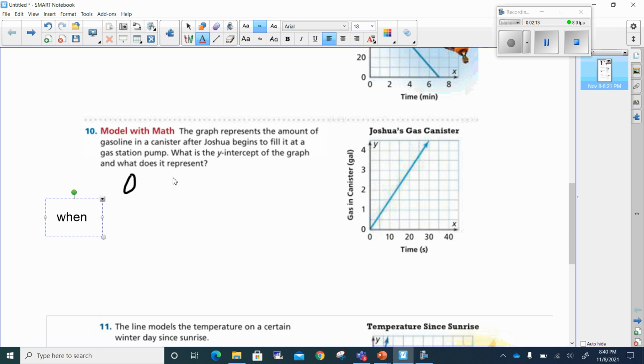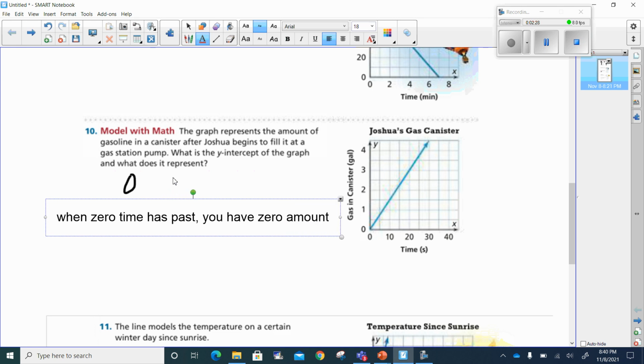When 0 time has passed, you have 0 amount of gas in the canister.